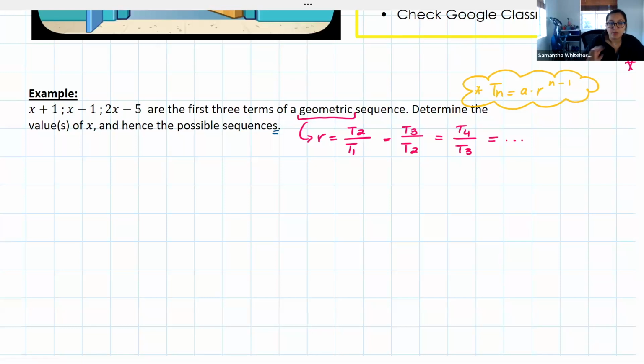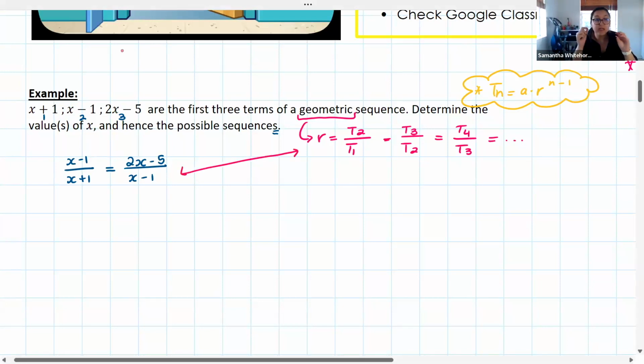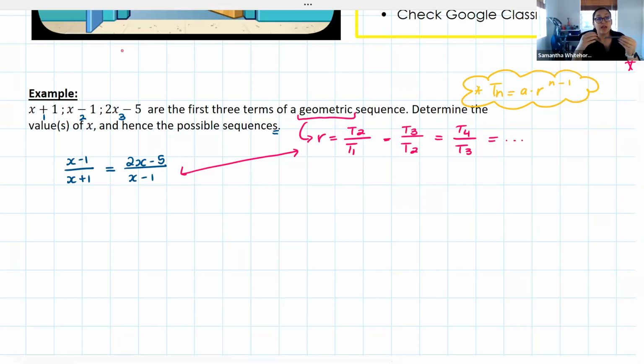Alrighty. So based on what we know about geometric sequences, we can use that knowledge to answer this question. We know that T2, and just remember this is term 1, term 2, term 3, T2, which is x minus 1, divided by term 1, which is x plus 1, is exactly the same as term 3, which is 2x minus 5, divided by term 2, which is x minus 1. That is all true because of what our constant ratio is. So we have used that defining characteristic for the sequence, and we have now set up an equation that allows us to solve for x.